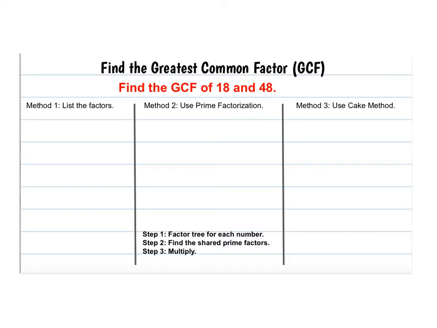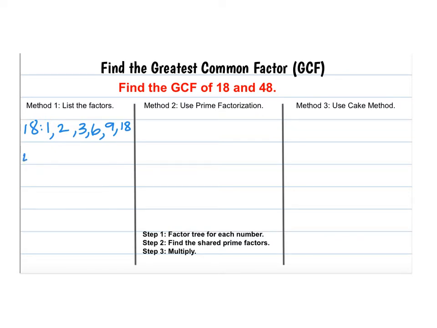Okay, so we are going to try this together here with 18 and 48 using each of the 3 methods. So the first method is to list out the factors. So we're going to list the numbers that multiply together to make 18. Well, 1 and 18, kind of put these in order. 2 and 9, and 3 and 6. It helps if they're in order from least to greatest.